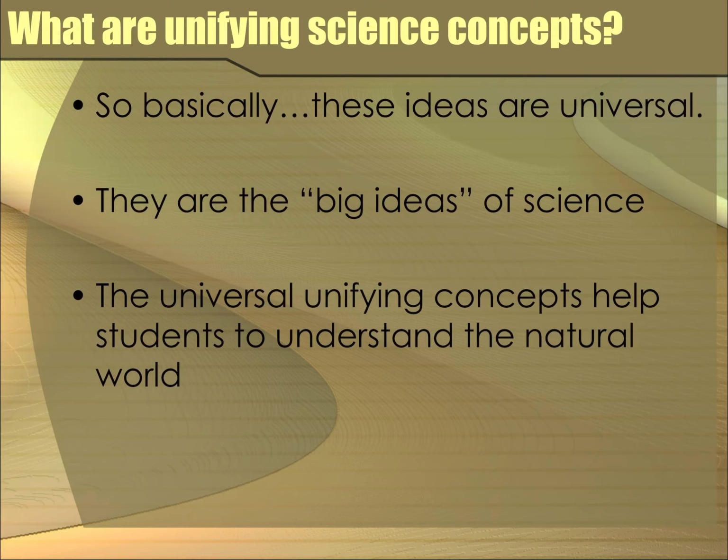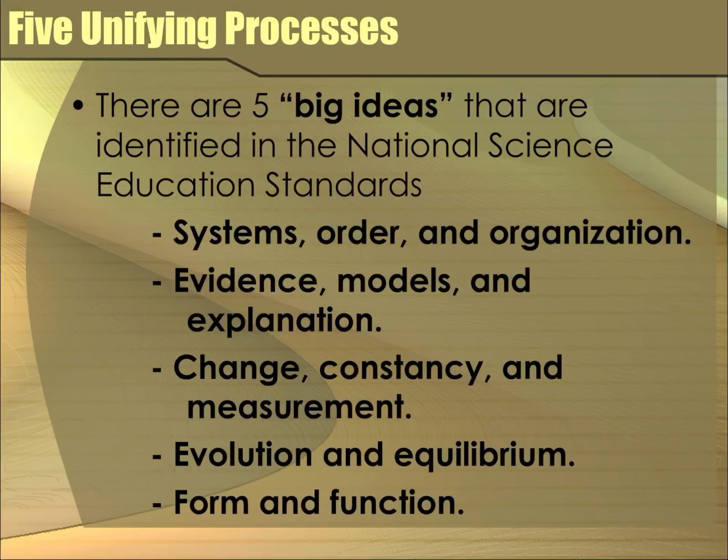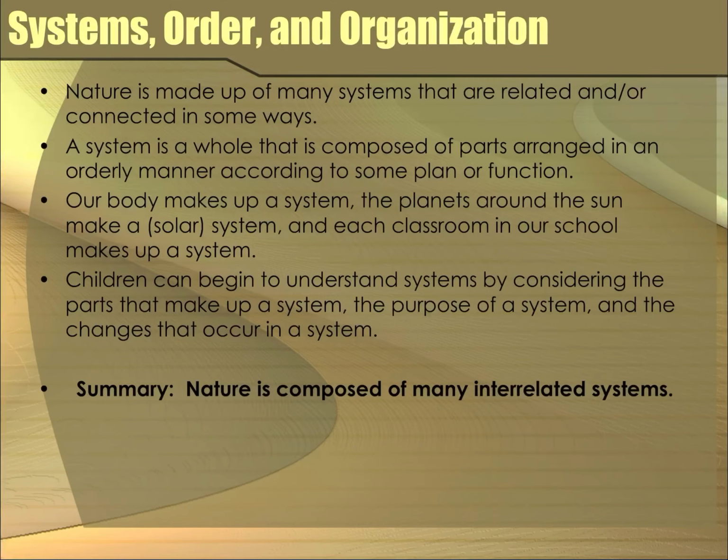The universal unifying concepts help students to understand the natural world. So they're things that they should be able to relate to based on them being a part of the natural world. So there are 5 big ideas that are identified in the National Science Education Standards. We have systems, order, and organization; evidence, models, and explanation; change, constancy, and measurement; evolution and equilibrium; form and function. So, systems, order, and organization.